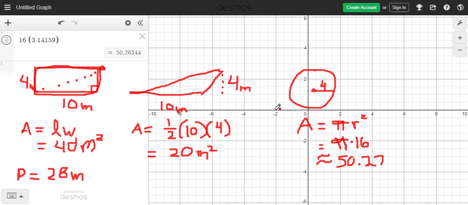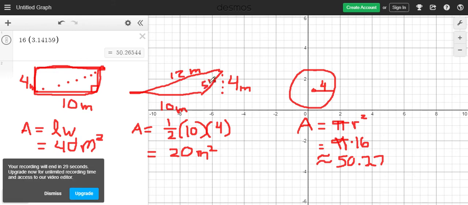Okay, now for this triangle, we need a little more information. So let's say that our longest side is 12 meters. And let's say we have 5 meters on the short side. To get the perimeter of this triangle, we would take 12 plus 10 plus 4. So 26 meters.